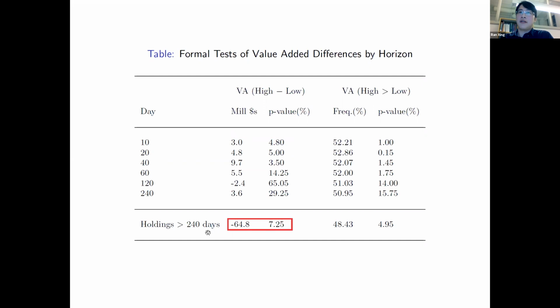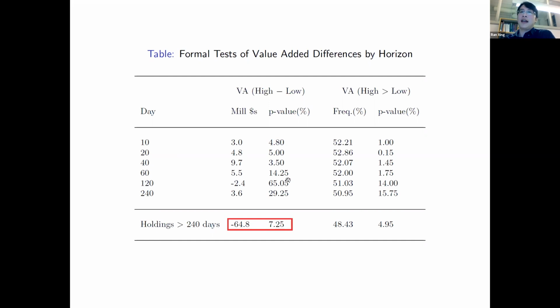For holdings longer than a year, the high turnover funds actually add less value compared with low turnover funds. So here it reports the differences. The high turnover funds add $64.8 million less value from their holdings longer than a year compared with the low turnover funds, which is significant at a 10% level.